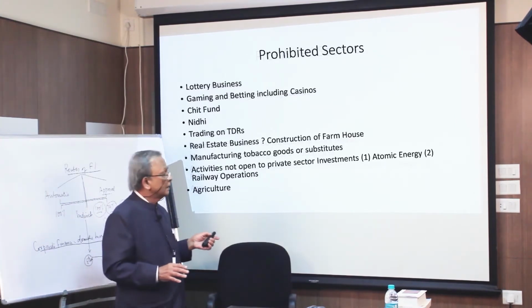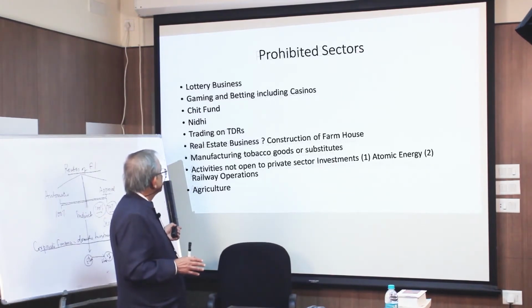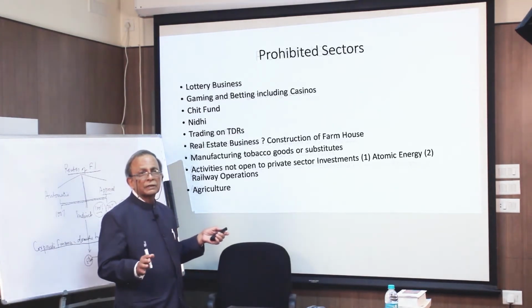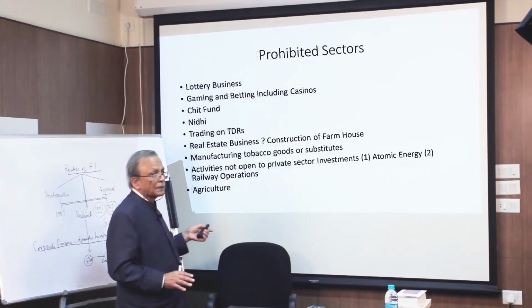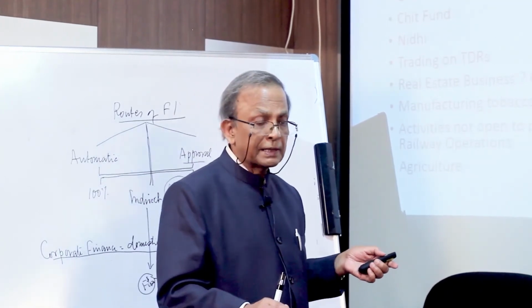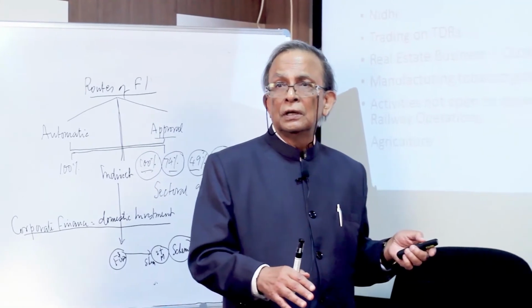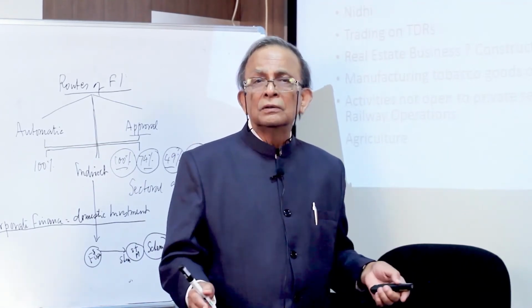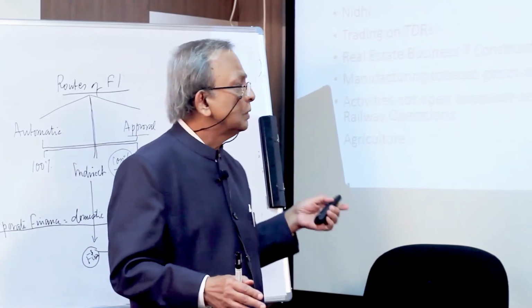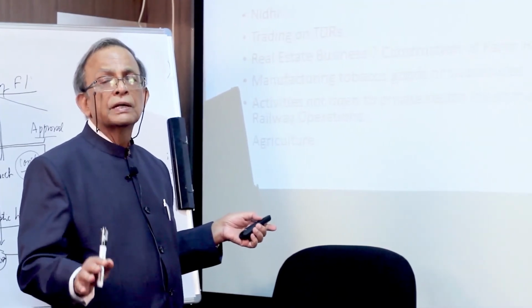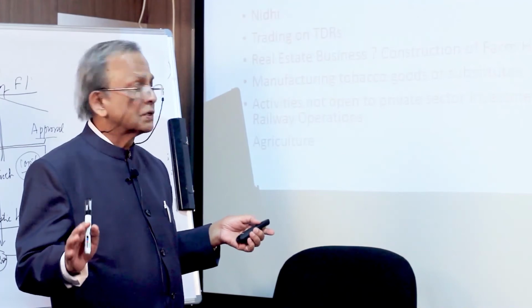Manufacturing of tobacco goods, no foreign funding is allowed. Activities not open to private sector investment, like say atomic energy. Private sector cannot invest. It is not meant for the private sector, domestic as well as foreign. Similarly, railway operations, even today, but not railway infrastructure. This government has given railway infrastructure to the private sector. Before this government, the entire railway was maintained by the Government of India. Now the Government of India only operates railway operations, and therefore there is no foreign funding in railway operations, but foreign funding is now possible 100% in railway infrastructure building.